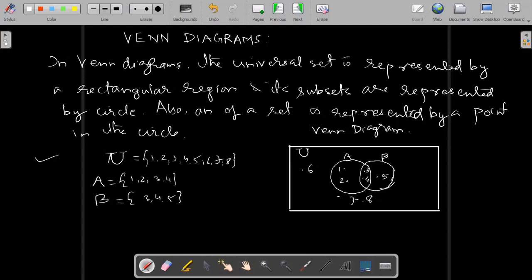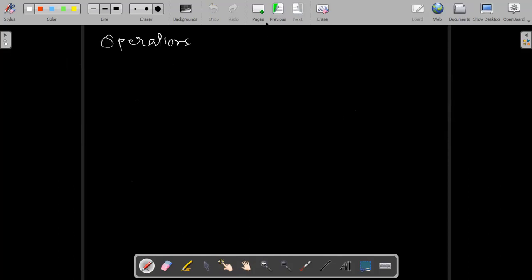Okay, only the diagram should be a proper diagram. So now we have operations on sets. As I told you, first is the union of two sets.